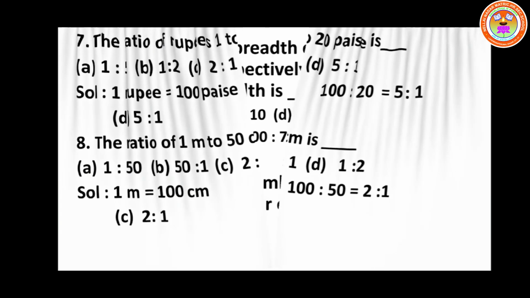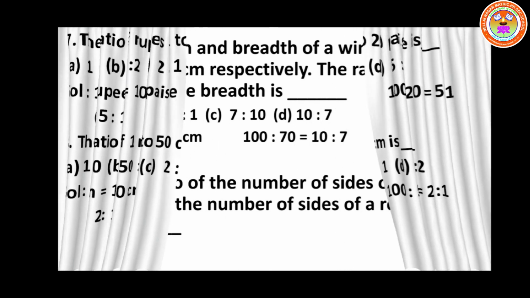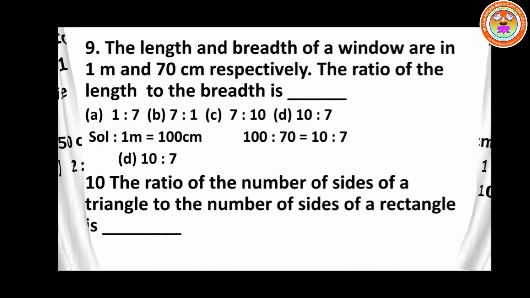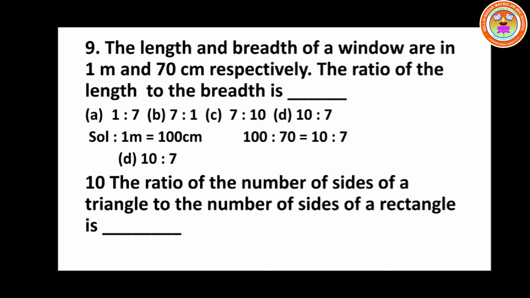Okay. Let us move on to problem number 9. The length and the breadth of a window are 1 meter and 70 centimeter respectively. The ratio of the length to the breadth we have to find. What are the options? Option A, 1 is to 7. Option B, 7 is to 1. Option C, 7 is to 10. Option D, 10 is to 7.